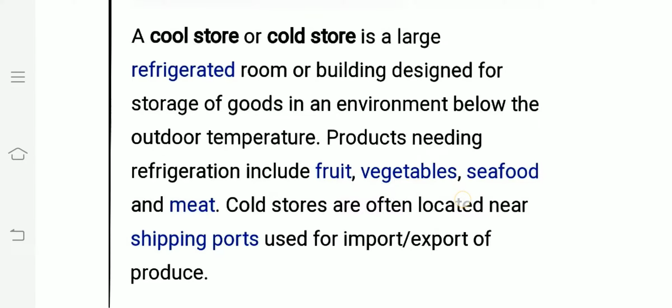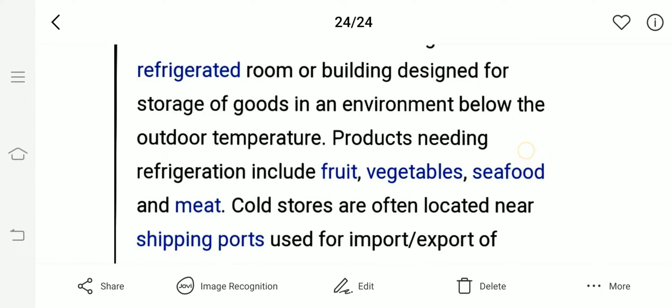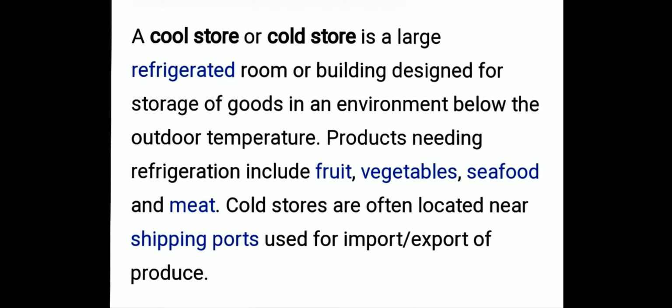First, cold store. What is a cold store? A cold store is a large refrigerated room or building designed for storage of goods in an environment below the outdoor temperature. Products needing refrigeration include fruits, vegetables, seafood and meat. Cold stores are often located near shipping ports used for import or export of produce.